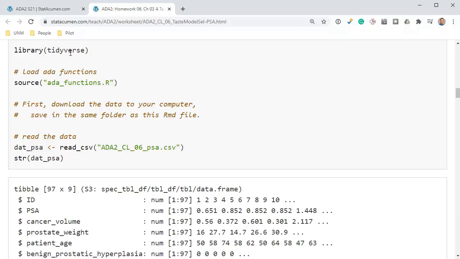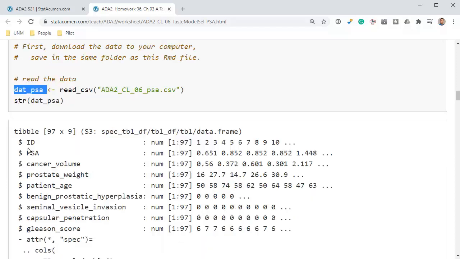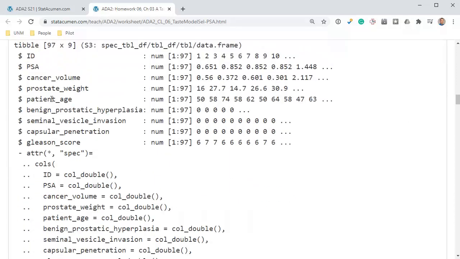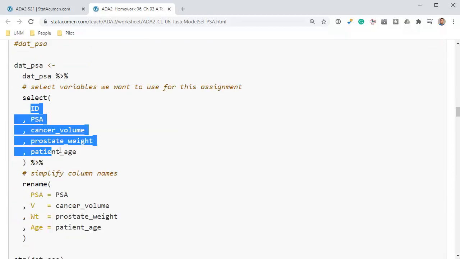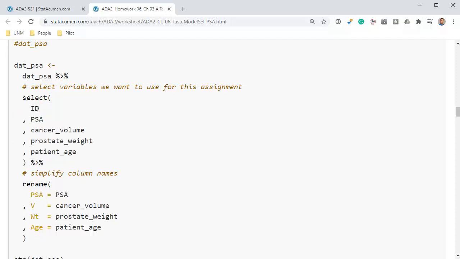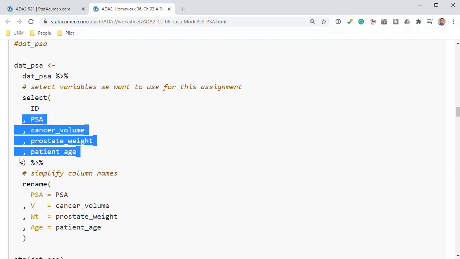So we start by loading the tidyverse. We load the functions for model diagnostics. We read the data set into dat_PSA. It has all these variables in it, but we don't need all of them. So we're going to select just the subset that we need. That includes the ID variable and the 4 variables we're using for analysis. And I'm renaming the variables to these shorter names.